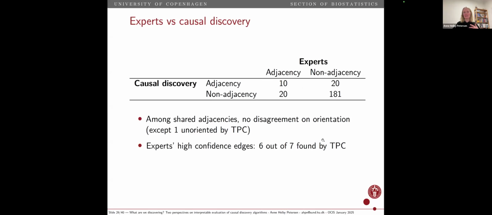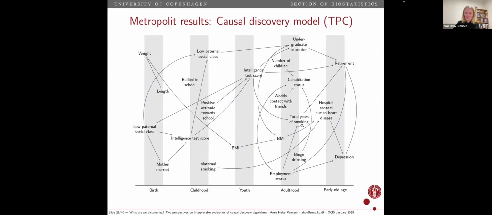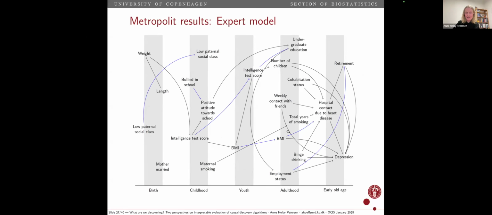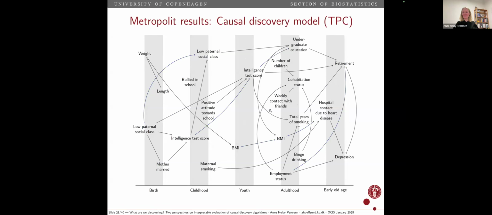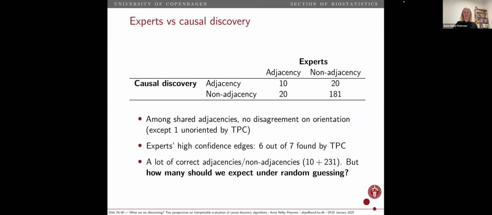If we look specifically at these high confidence edges, then 6 out of the 7 are found again by the causal discovery procedure. So that's the blue ones. It misses only one. Yeah. So you can look at this and say, well, that's a lot of correct adjacencies and non-adjacencies. In some sense, these 10 are correct, and these 181 are also correct.